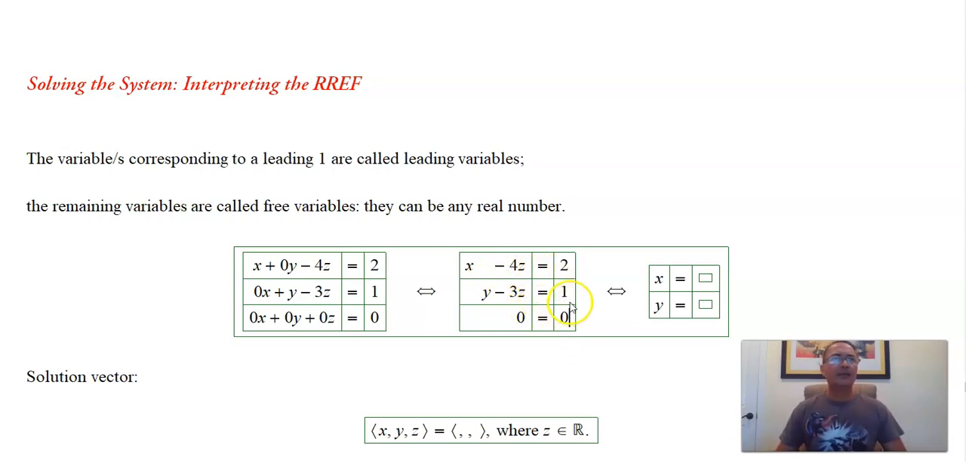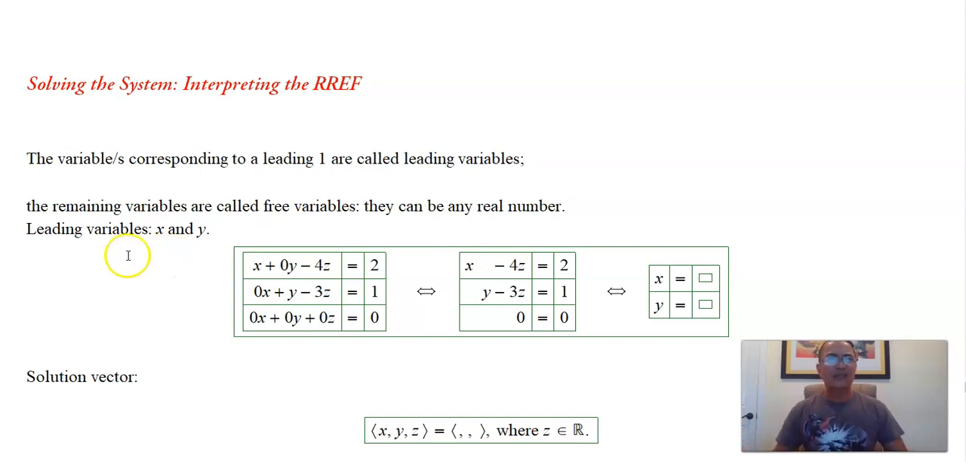So what's going on here? We have our leading ones for x and y. Because of that, we will call x and y leading variables. So let's insert that over here. Our leading variables are x and y.